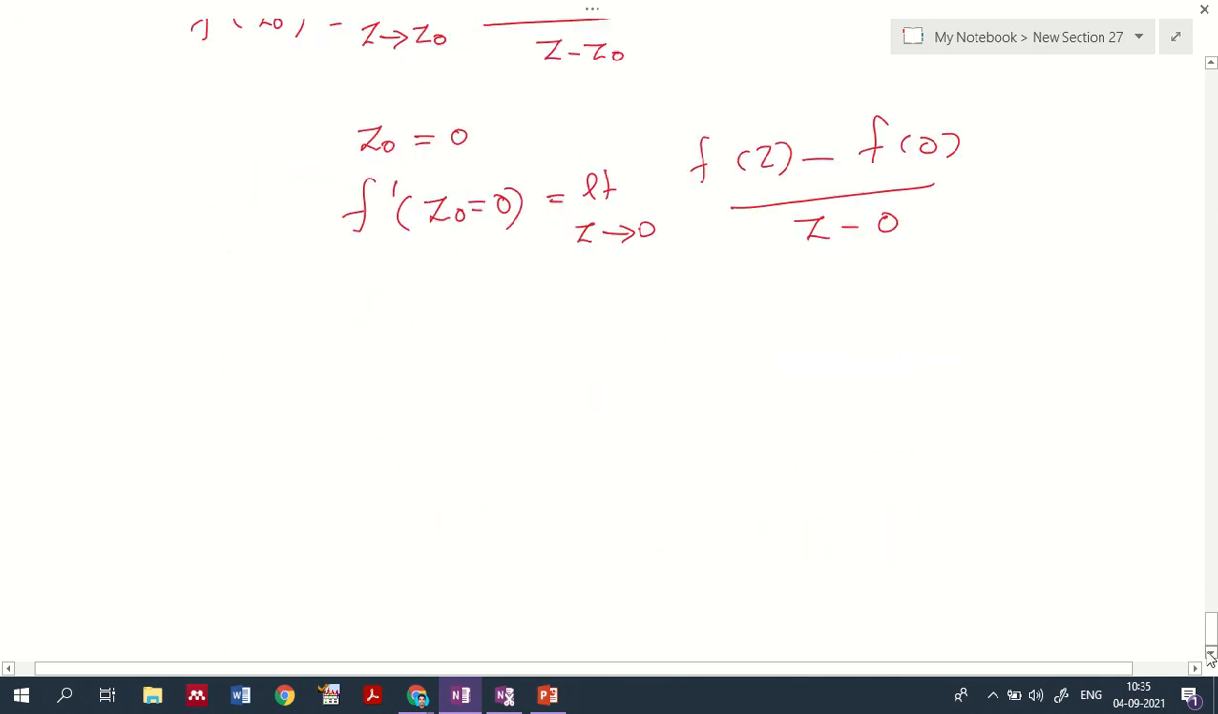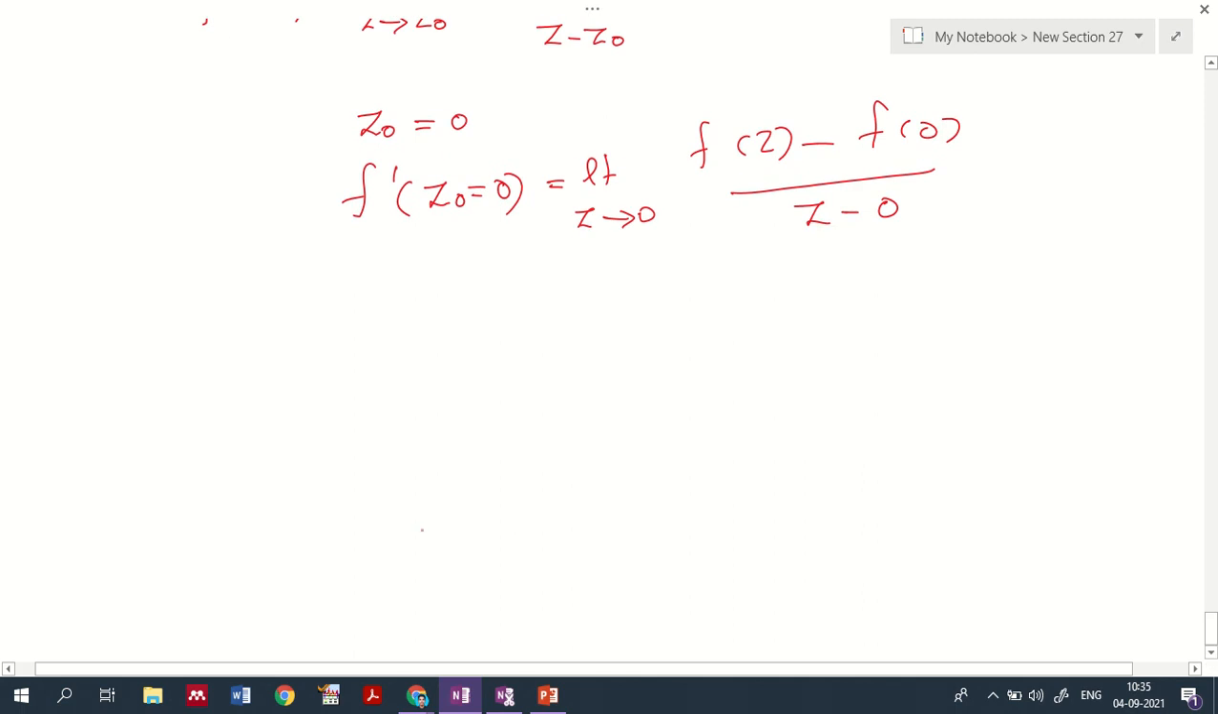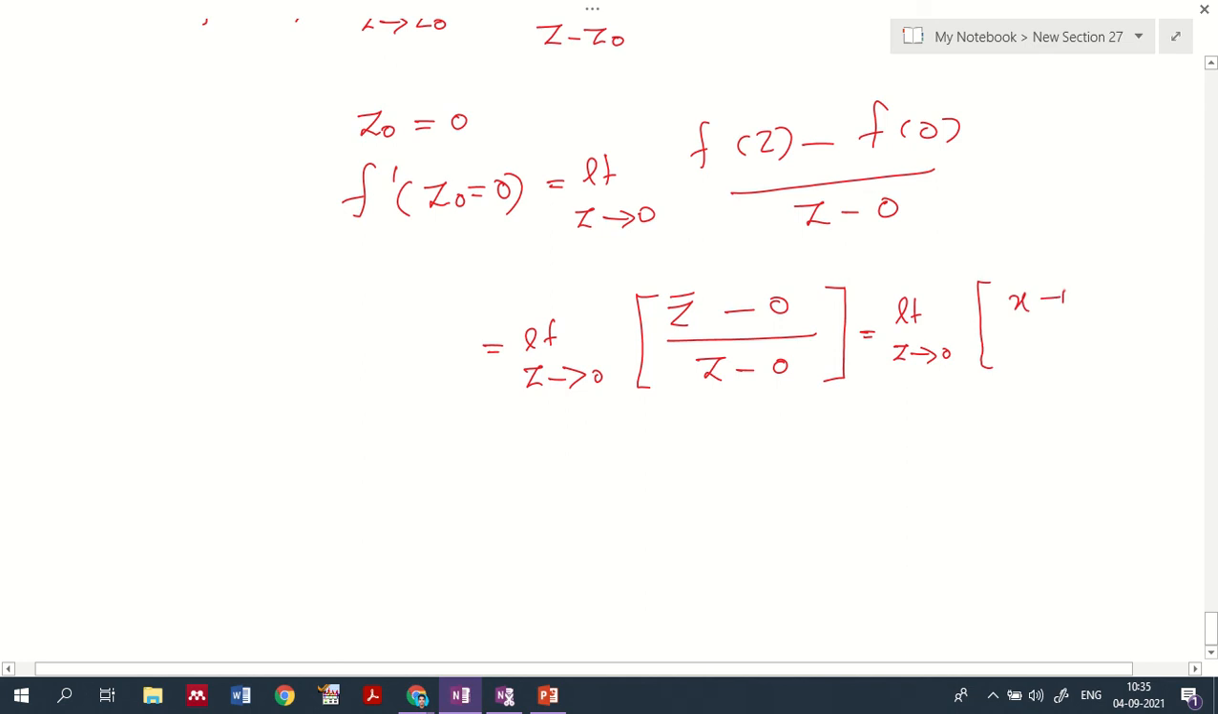Okay, now if you evaluate this one, we know the limit z tends to 0. What is the function f of z? f of z is z bar, so z bar minus 0 divided by z minus 0. So it comes like this. We know what z bar is, so that is limit z tends to 0, and I can represent this as x minus iy divided by x plus iy. Okay, clear?